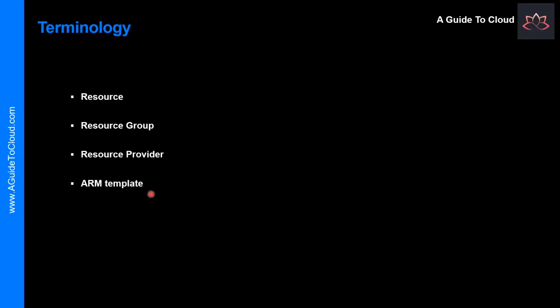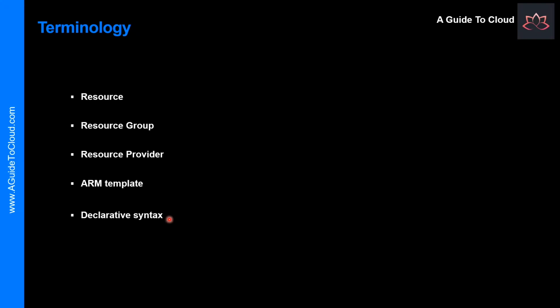So what are ARM templates? An ARM template is a JSON or JavaScript Object Notation file that defines one or more resources to deploy to a resource group. It also defines the dependencies between the deployed resources. The template can be used to deploy the resources consistently and repeatedly.